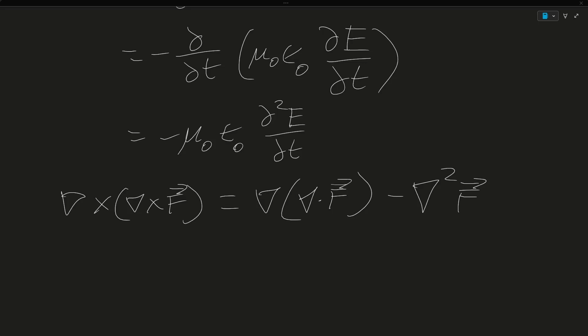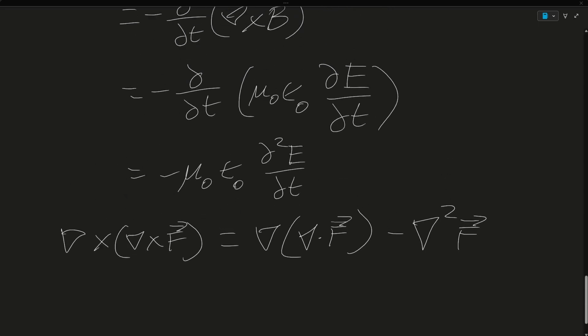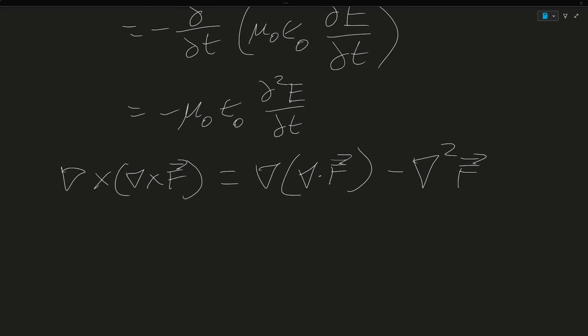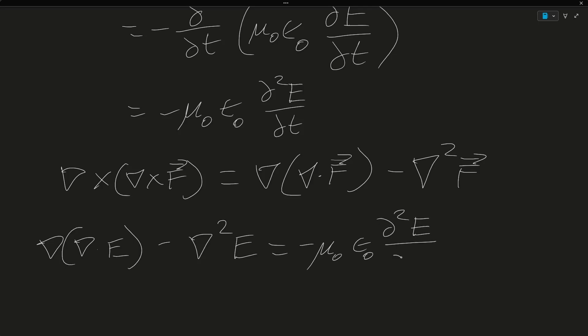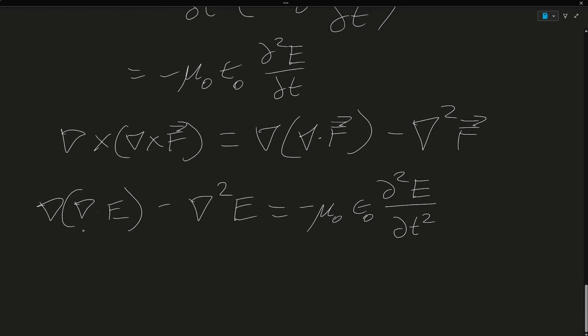That's what I've got written on my notes. So now we apply this to the left-hand side because we have that identity, and so we can say that, because we just swapped E in there, the gradient of the dot of E, minus the Laplacian squared of E is equal to minus mu naught epsilon naught partial squared E partial t squared. And now we have everything in terms of E, which is nice.